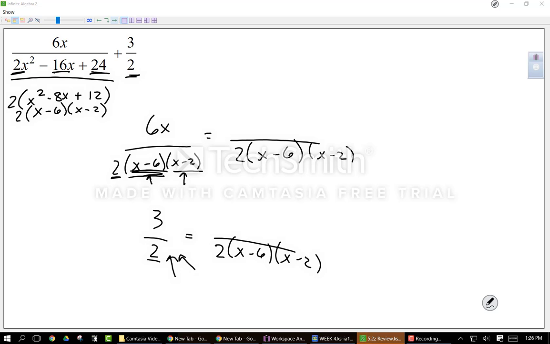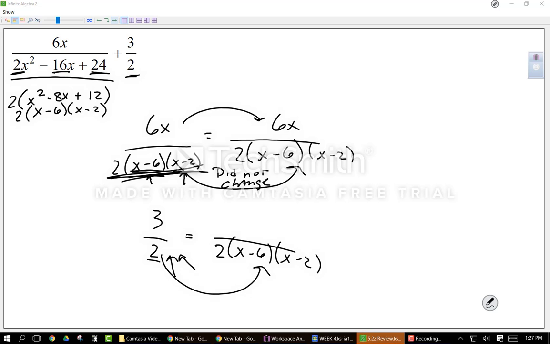Now I need to multiply my numerators to reflect what I did to the bottom. How do I do that? Here is how. My first denominator to my new denominator, as you'll notice, they're both the same. So that means I didn't change anything. I didn't multiply by anything, so that means the 6x is going to stay the same. What did I do from the 2 to get to 2 times x minus 6 times x minus 2? Well, I multiplied by x minus 6, x minus 2. So that means I have to multiply the top. So I get 3 times x minus 6, x minus 2.